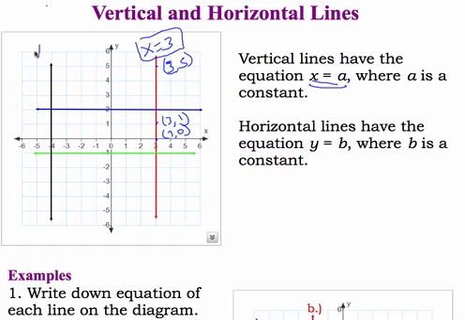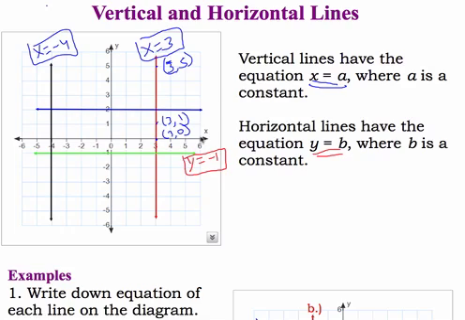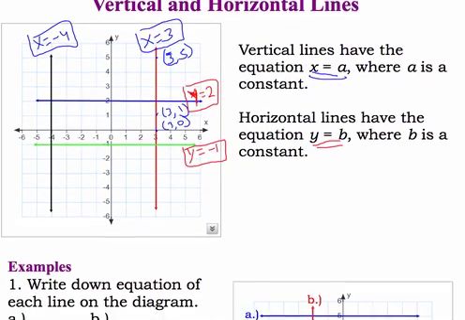And this equation over here is going to be x equals negative 4 because the x value is always negative 4 along this line. And if we look at the horizontal lines here, we always have y equals some constant. So down here we have y equals negative 1 on every point on the line. So that's y equals negative 1 is the equation of the line. And this one here is y equals 2 is the equation of that horizontal line.